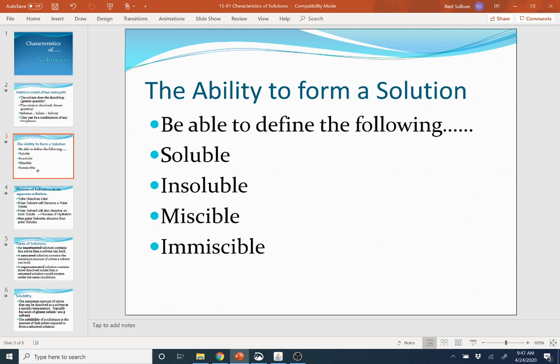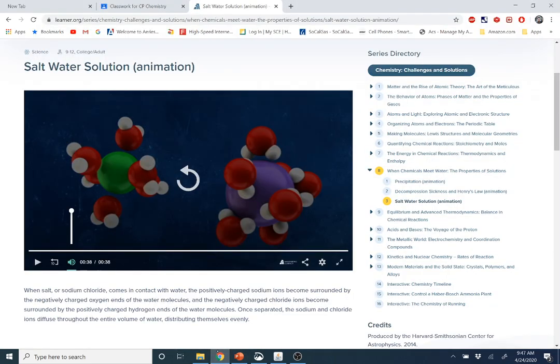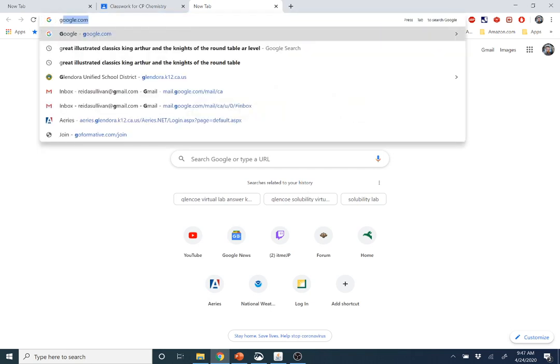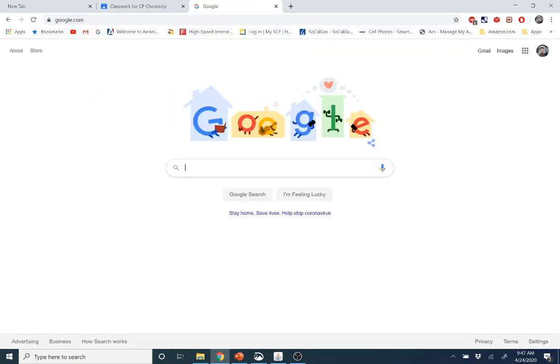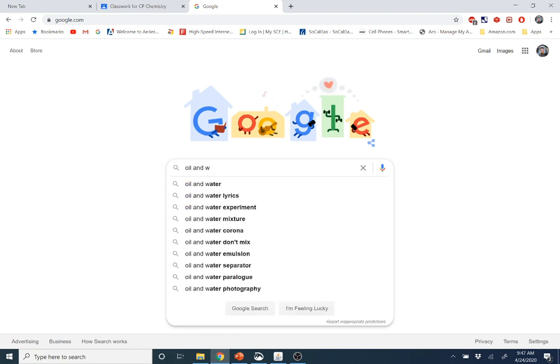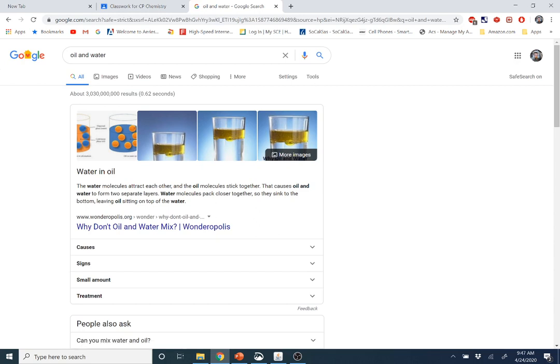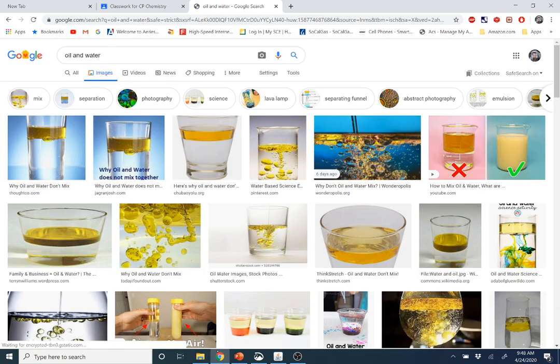Then we have another idea which is called miscible versus immiscible. Miscible means it has the ability to mix together, and immiscible means it cannot be mixed together at all. And so the best example of this is oil and water. So if you've ever had vinaigrette salad dressing, then you've seen oil and water demonstrations where they just won't mix together.